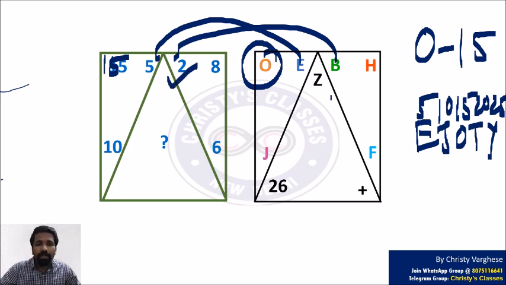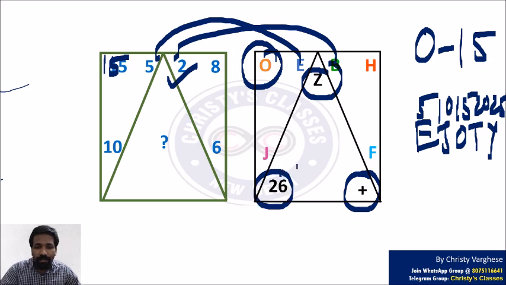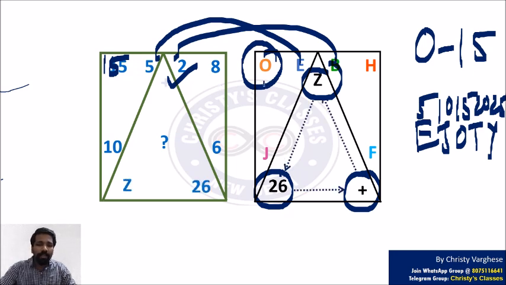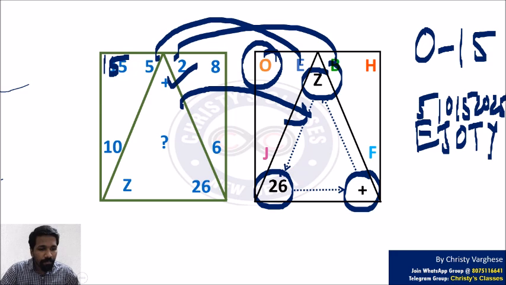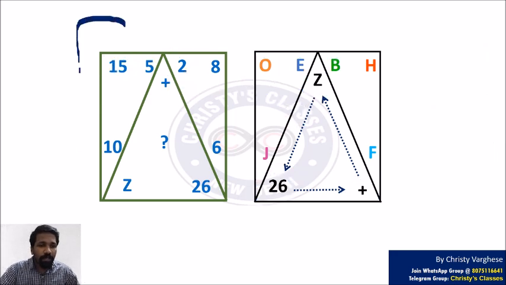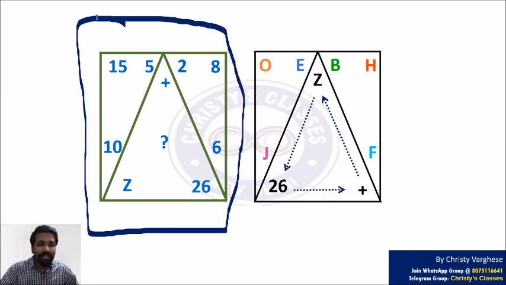Third picture should have a clockwise rotation to form the fourth picture. So, we can say an anti-clockwise rotation of the fourth picture should give you the third picture. Very simple idea. So, the Z, 26, plus symbol, you can rotate anti-clockwise because the third picture should give you the fourth picture. That is why. So, this is how the third picture will look, and that is the answer. Which option says so? That will be the answer.